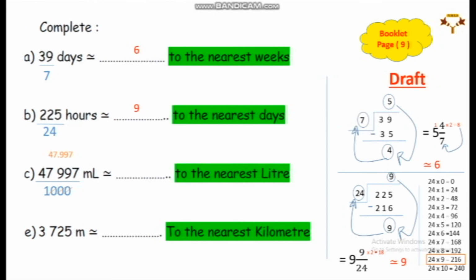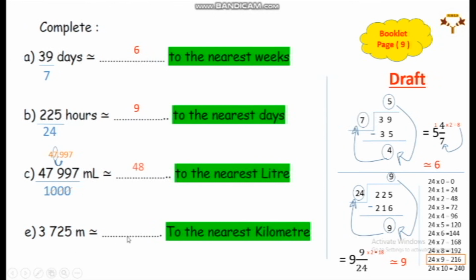Now approximated to the nearest liter means approximated to the nearest unit. So circle the units place, which is the 7. Look after, the 9 is from the strong family. It will give 1 to the 7, so it will be 8. So the answer will be 48. Go to the next question, number E.